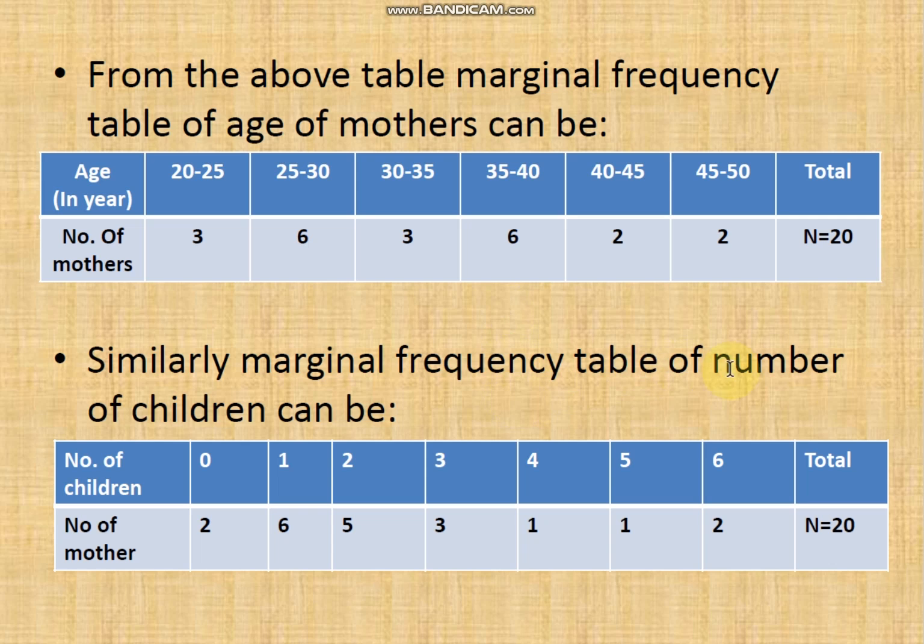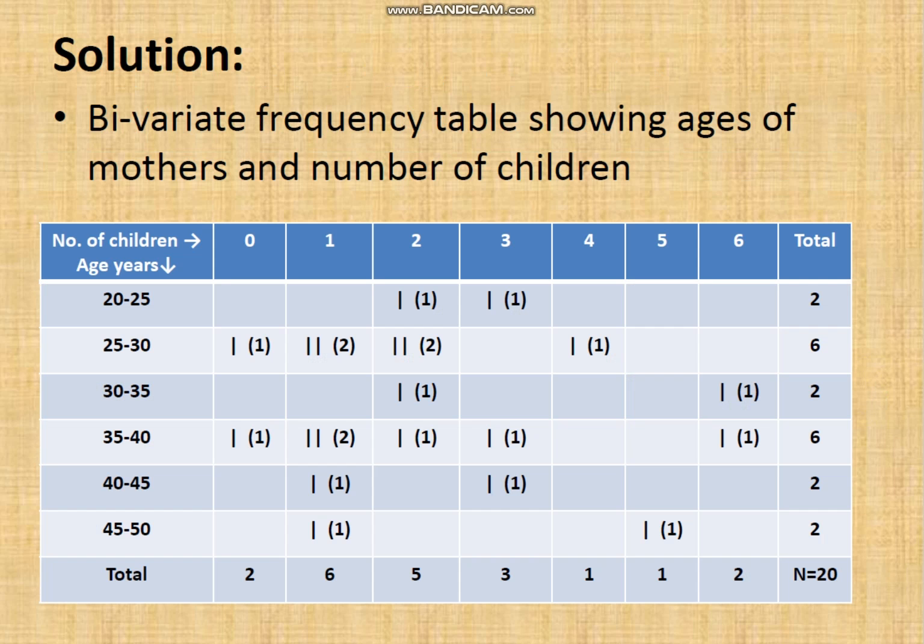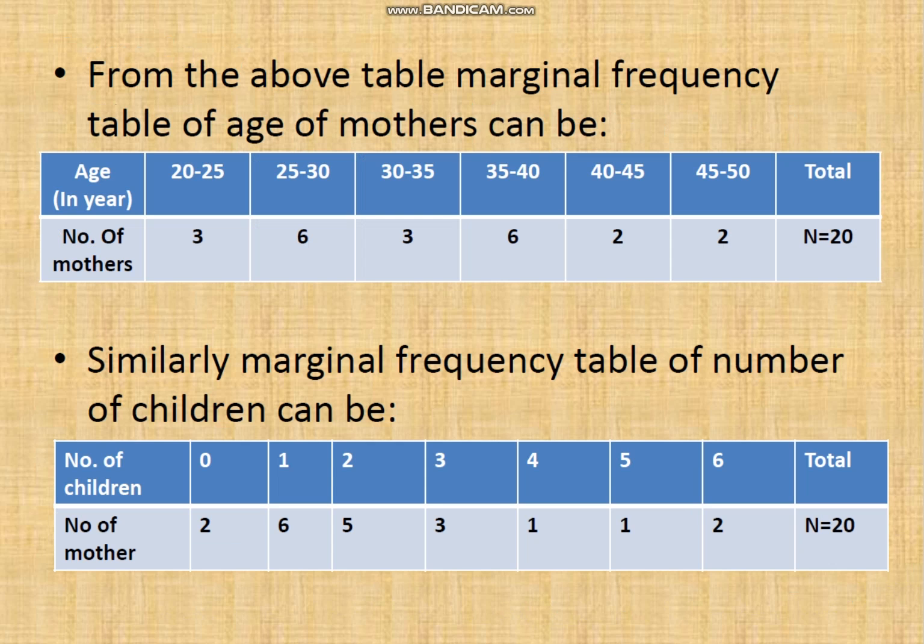Next, similarly, the frequency distribution of number of children, that is the discrete frequency distribution. Here are the x values and here is the frequency. So the total here is 20. So that is your marginal distribution of number of children, that is the other variable y.